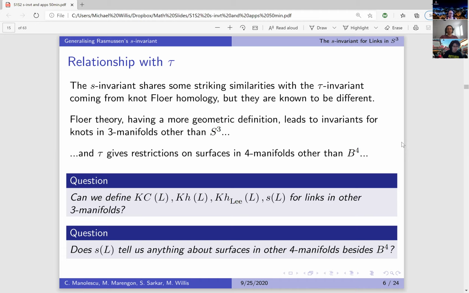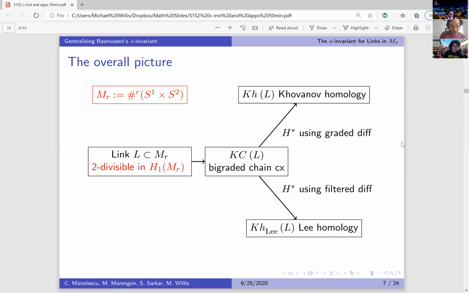For us, what we came up with, really following the work of Lev Rozansky, is this picture. The three manifold will be a connect sum of any finite number of S1 cross S2s. I'll denote it M_r. Okay, and then we have the same overall picture. But now there is one caveat here. The link that you start with needs to be two-divisible in homology. Basically, for all the handles in S1 cross S2, we need our link to pass through them with evenly many strands passing through these handles. I'll illustrate in a bit why this is maybe necessary.